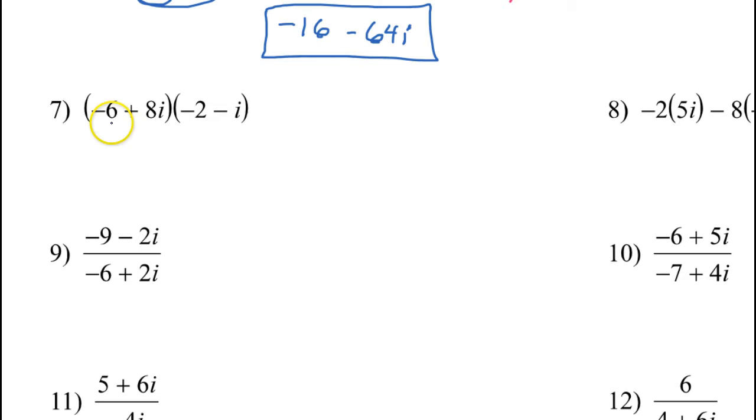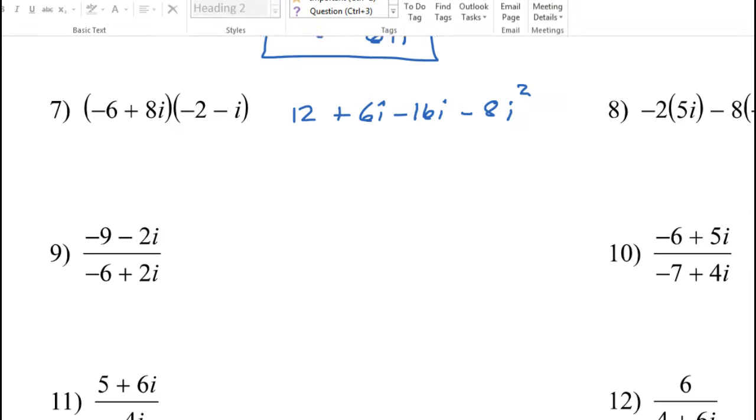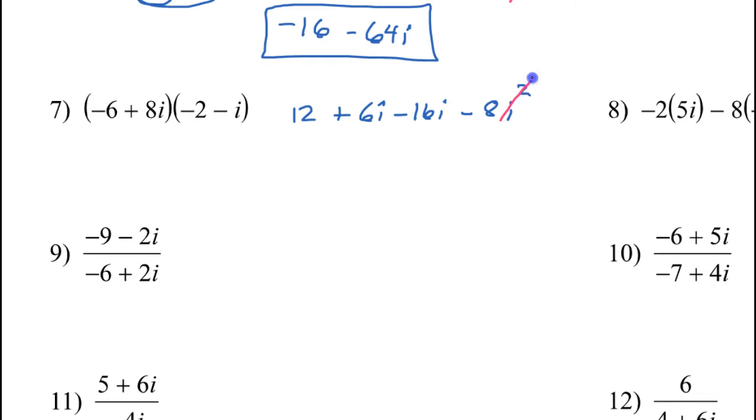Number 7. So -6 times -2, so that's 12. -6 times -i, that's positive 6i. 8i times -2, that's -16i. 8i times -i, that's -8i squared. Remember that i squared is -1. So that's going to change this -8 into a positive 8. So I have 12 plus 8, so that's 20. And then 6i minus 16i is -10i. So that'll be the answer to number 7.